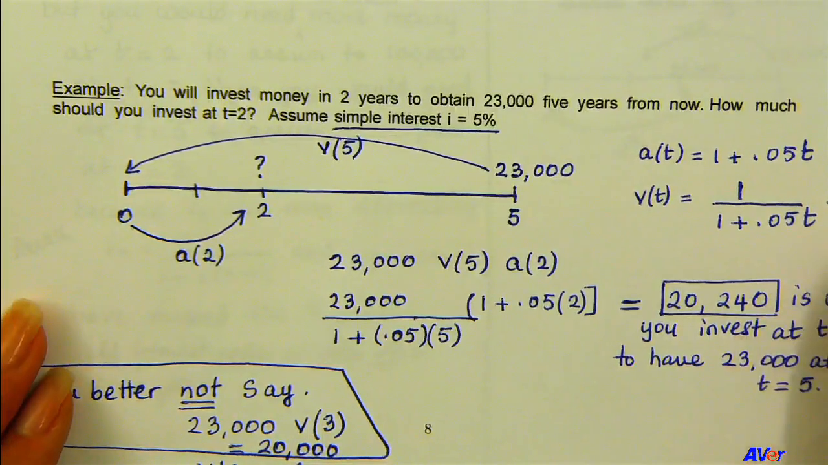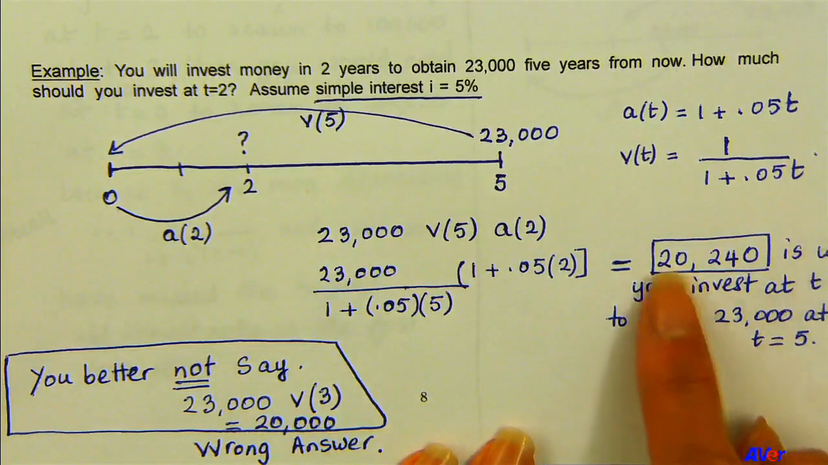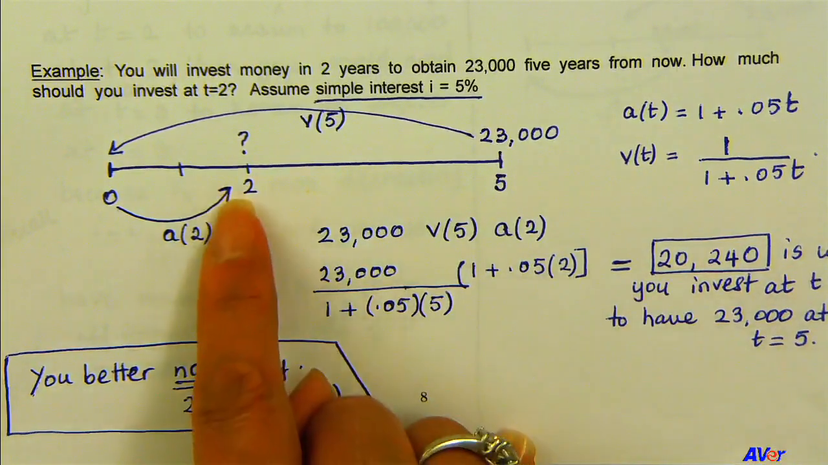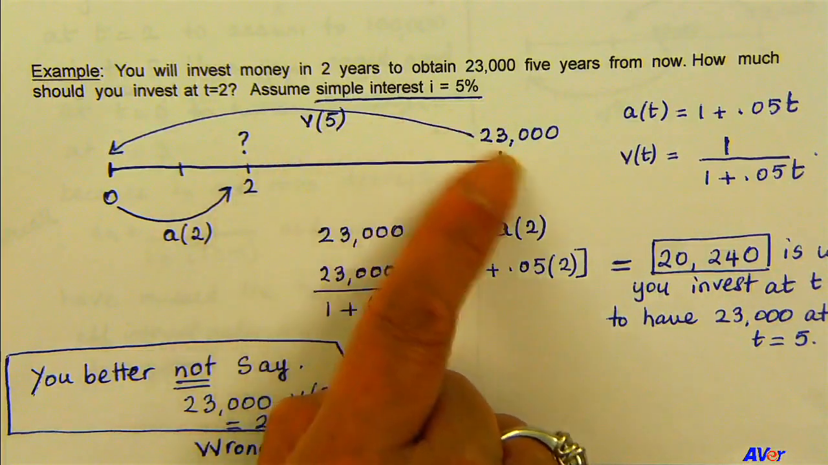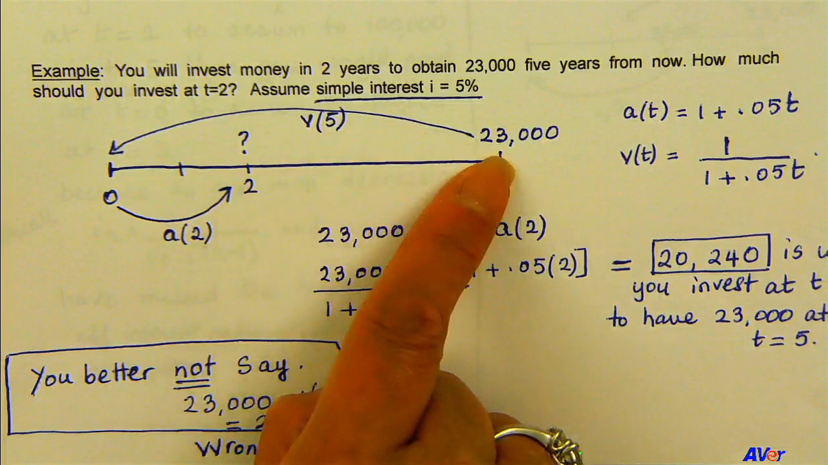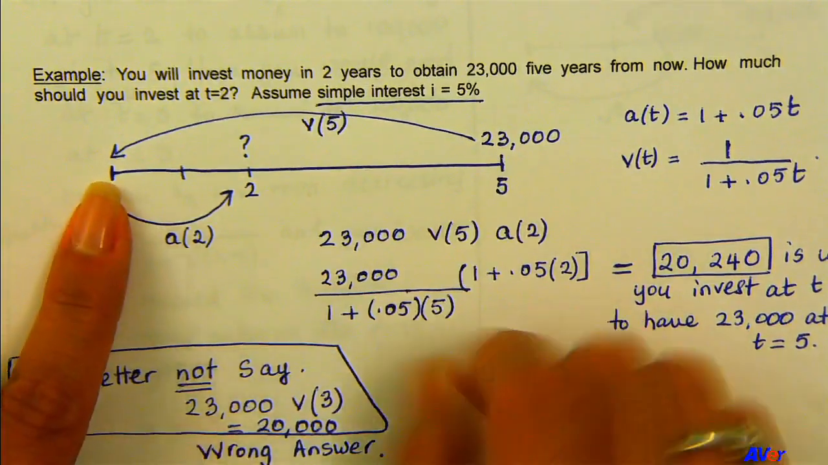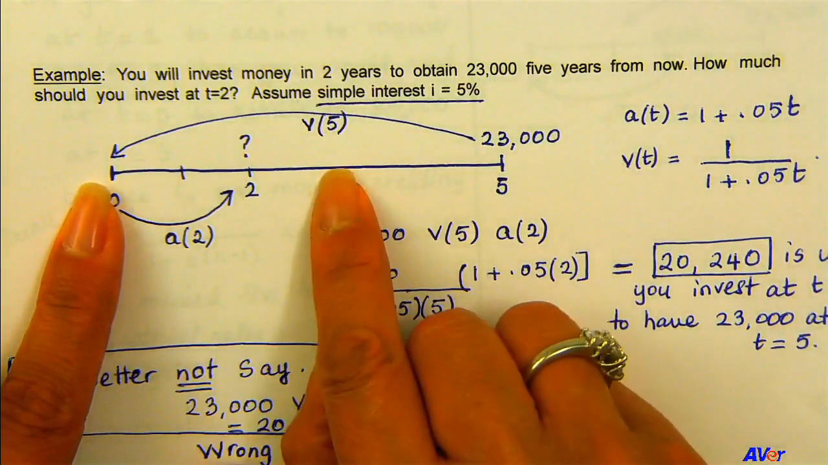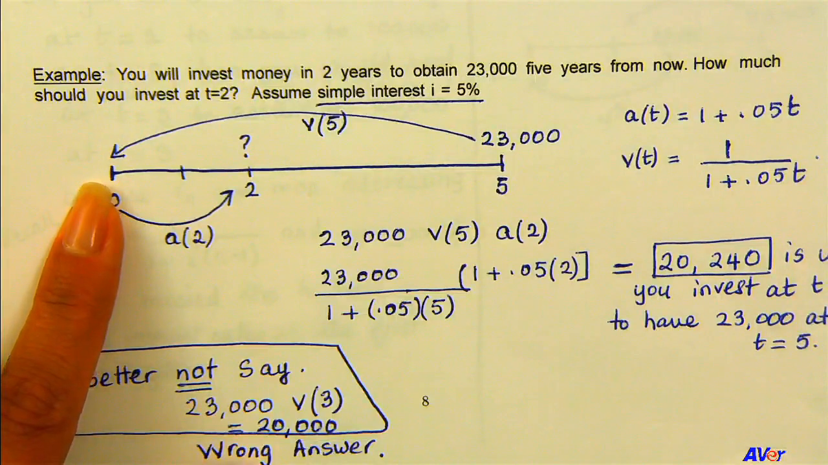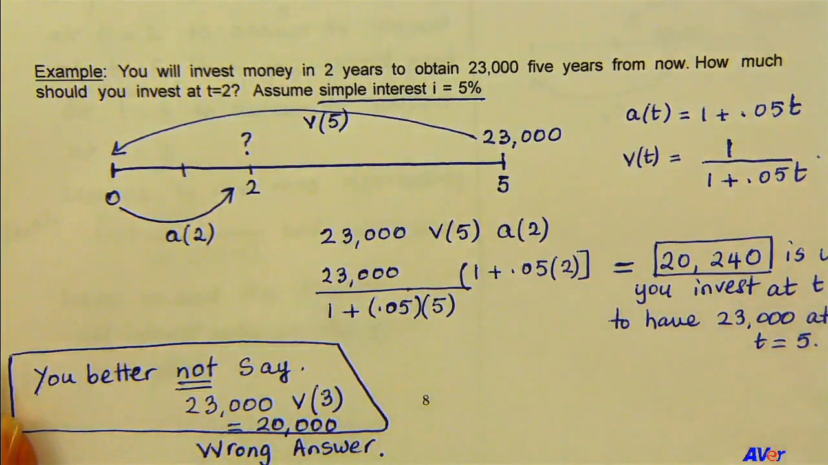And we said last time that we would actually have to invest more money at t equals 2 such that it grows to $23,000 in 3 years. Then we would have to invest at t equals 0 such that it would grow to $23,000 at time 3, right? And the reason for that, we said, is because you would have missed the highest interest rate years.